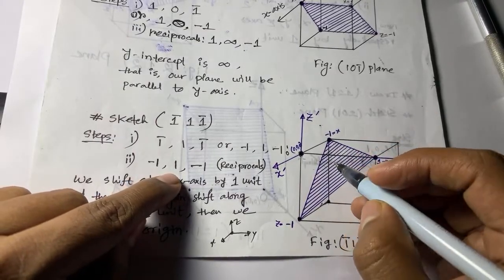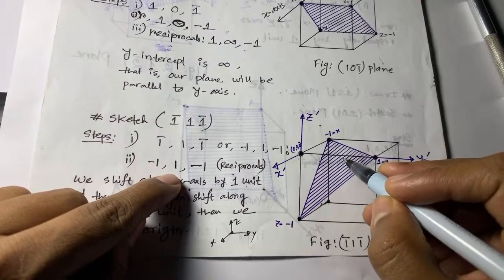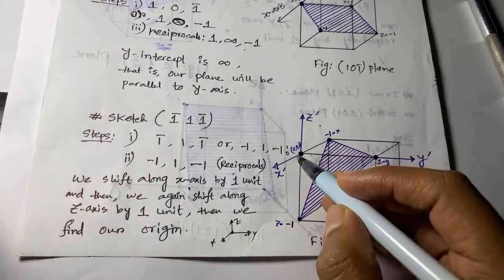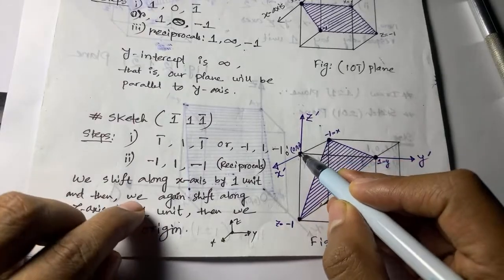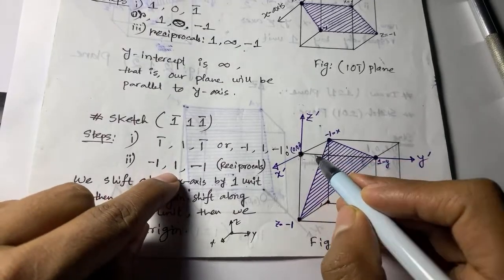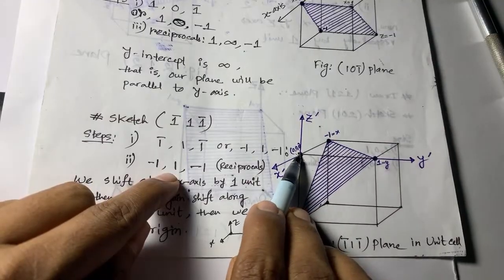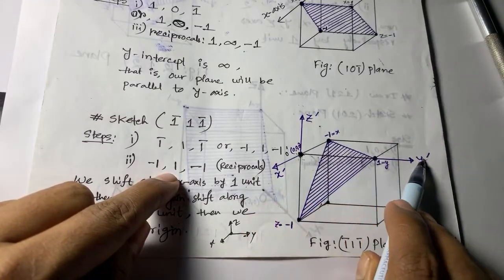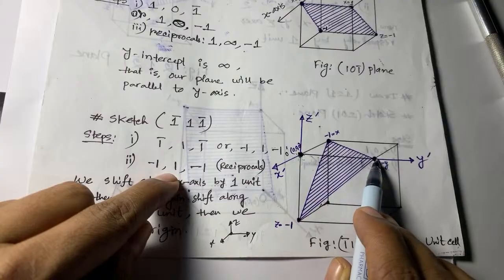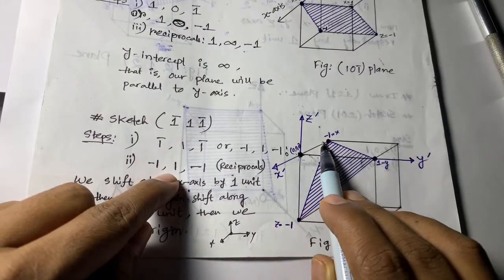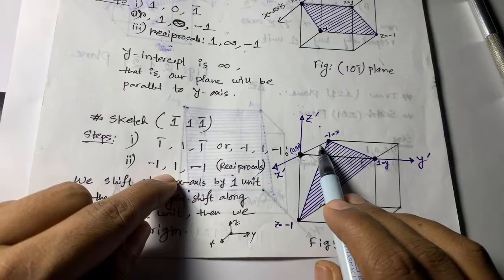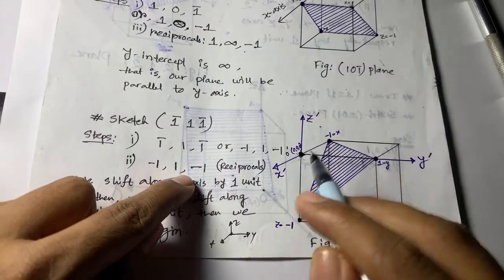Then your y value is 1. Always count your intercepts from the origin. Remember that this is the origin, so your y value is 1, meaning you go along the y-axis and you reach here. This length is 1, because this is a unit cell. Remember this, guys, I keep telling this.